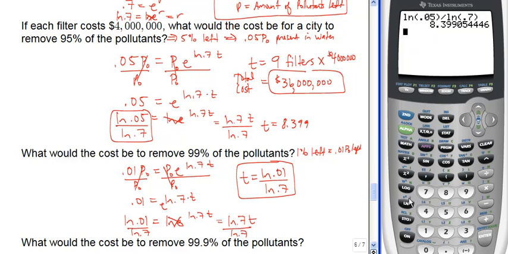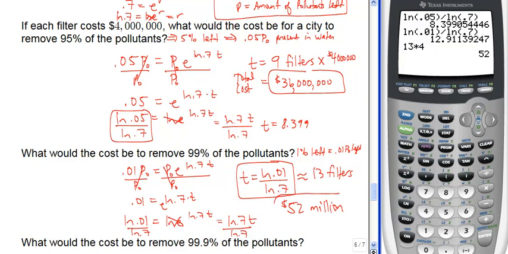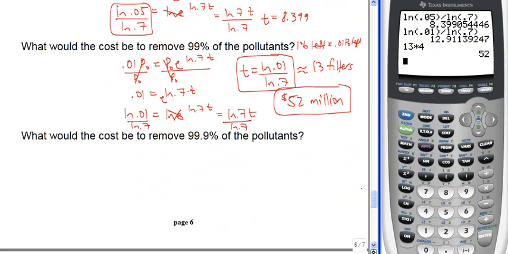So let's see how much this is going to be. 0.01 divided by ln of 0.7. And again, I'm going to round up. So this is approximately 13 filters needed. So if I multiply 13 times 4, then that makes this $52 million in cost for the city. Okay? So saving ourselves just a little bit of work here.